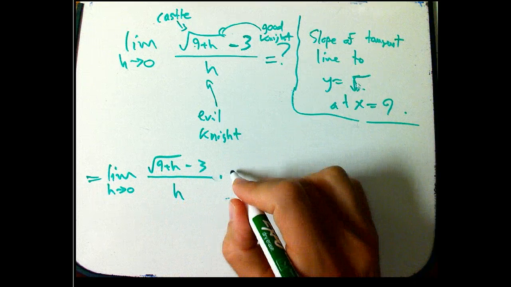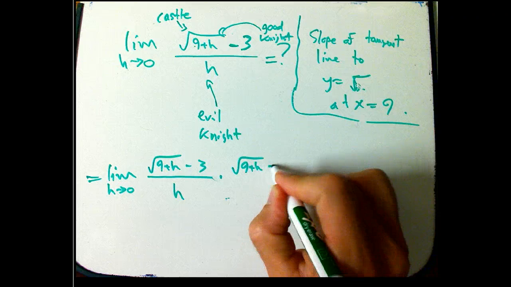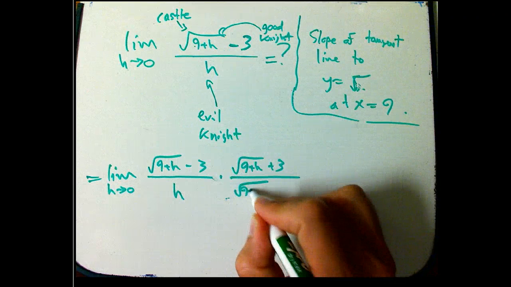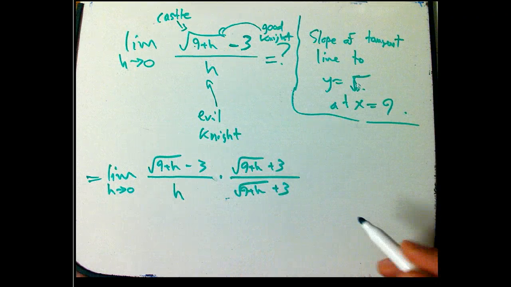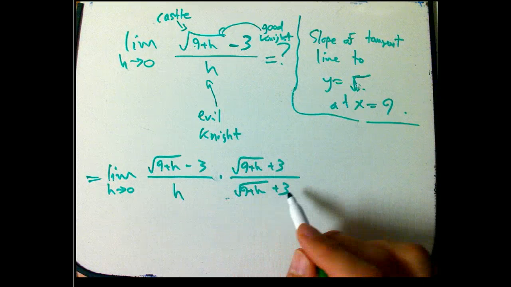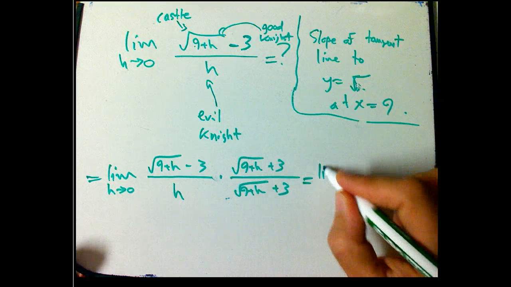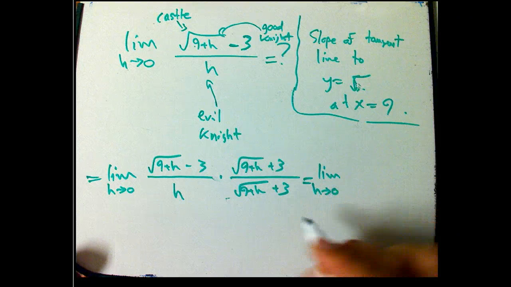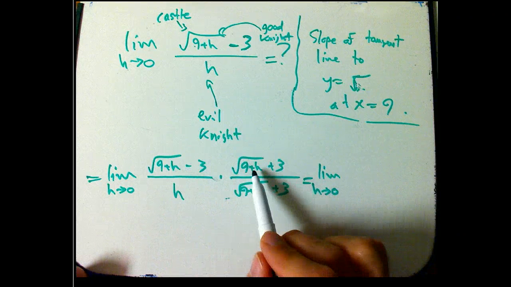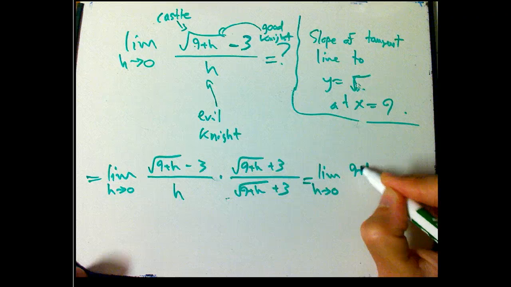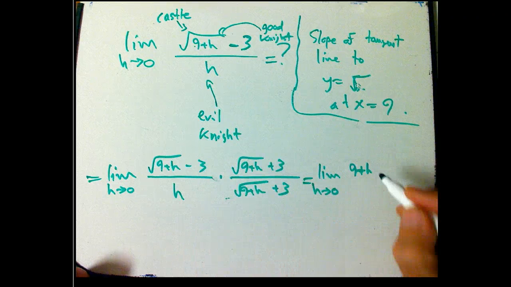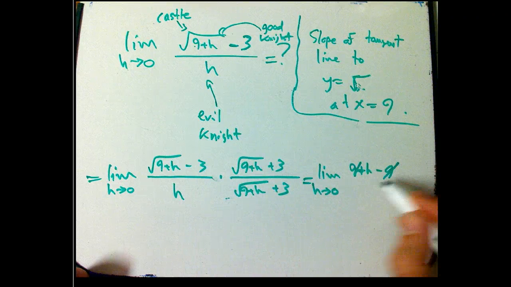And so we multiply by the conjugate over itself. We have to do it over itself because otherwise we're changing the expression. This has to just be a fancy way of writing 1. Okay, but then that's the limit as h goes to 0. Square root of 9 plus h times itself is 9 plus h. That's the a squared. Minus the b squared. Ooh, minus 9. Hey, that's nice.